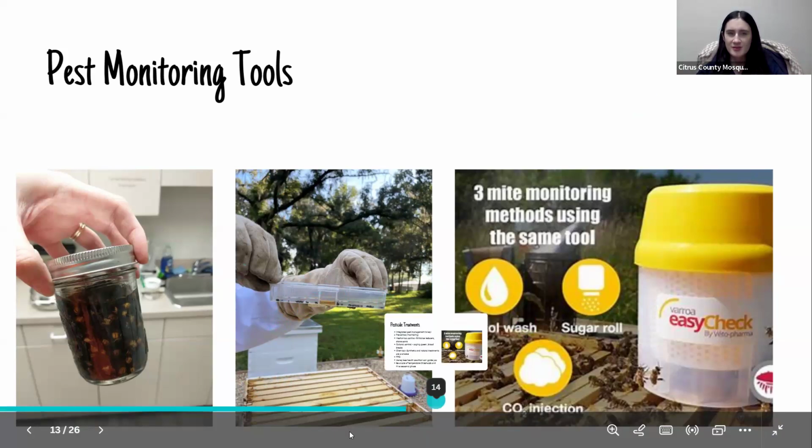You can also use pesticides for hive beetles. We've never used any. Our hive beetle situation has never been bad enough to have to do that. But that is an option that exists.